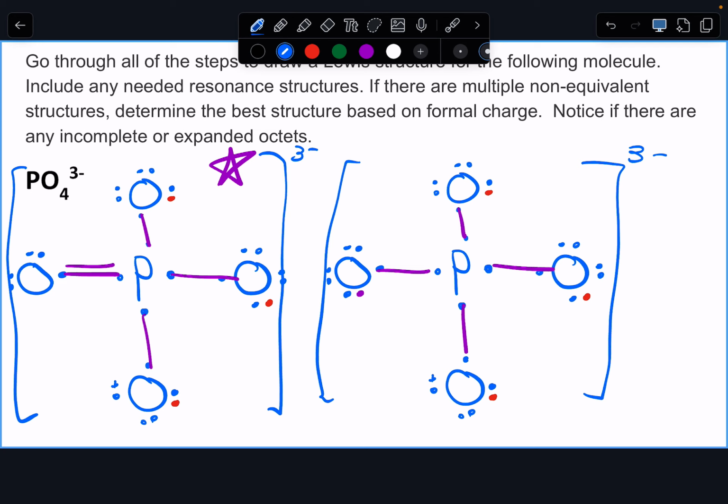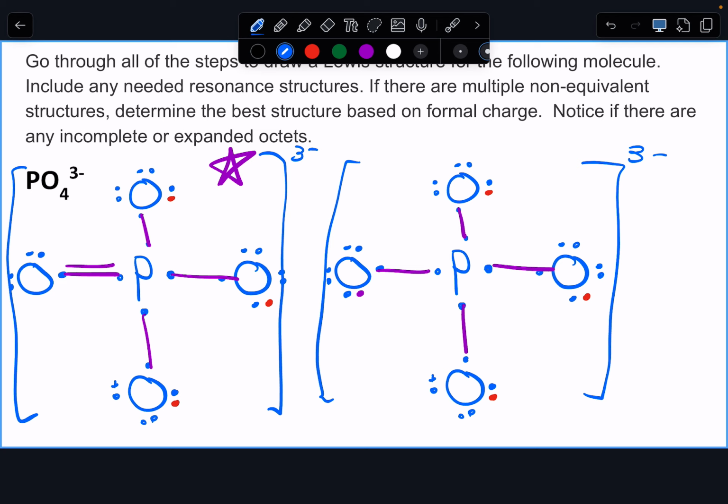So that one with the double bond ends up with zeros on 2 of the atoms versus all of the atoms having a formal charge over here. So that is our preferred structure. It doesn't matter that it broke the octet, right? Phosphorus is n equals 3. Anything n equals 3 or further has those d orbitals available, and there's no reason why it can't use them.